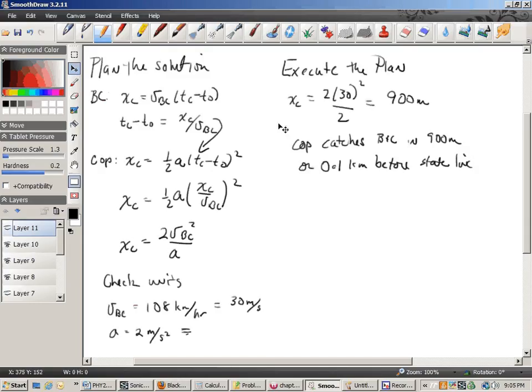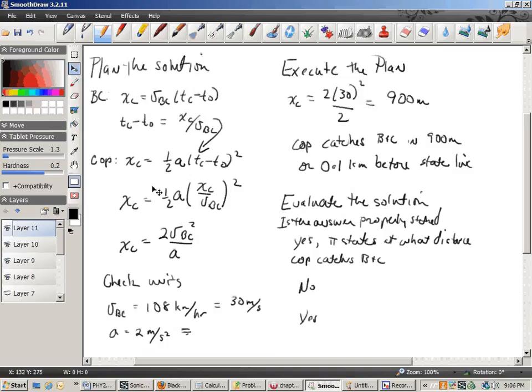Executing the plan, I come up here and I plug in my numbers. 2 times 30 meters per second, squared, over 2 is equal to 900 meters. I find out that the cop catches up to Bonnie and Clyde in 900 meters.